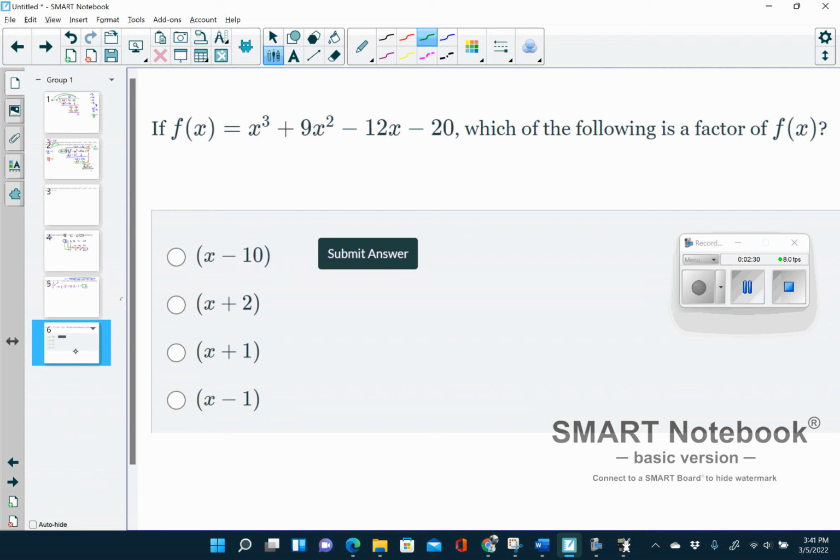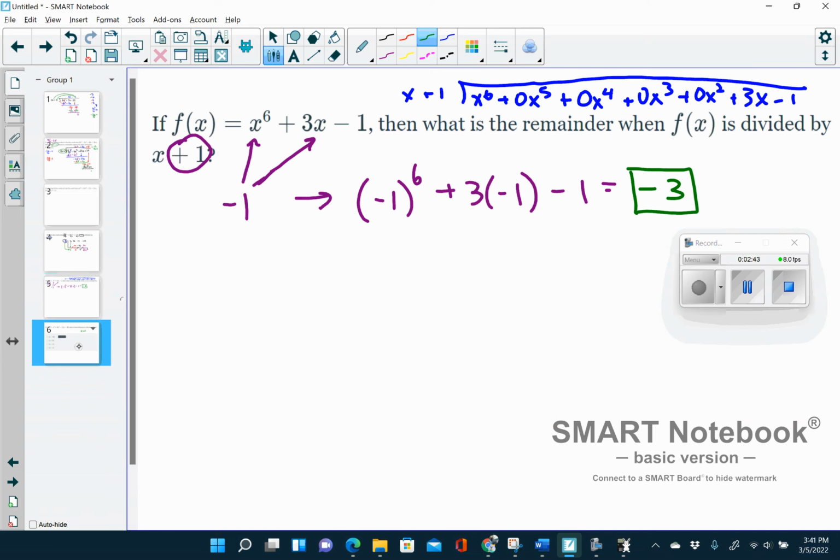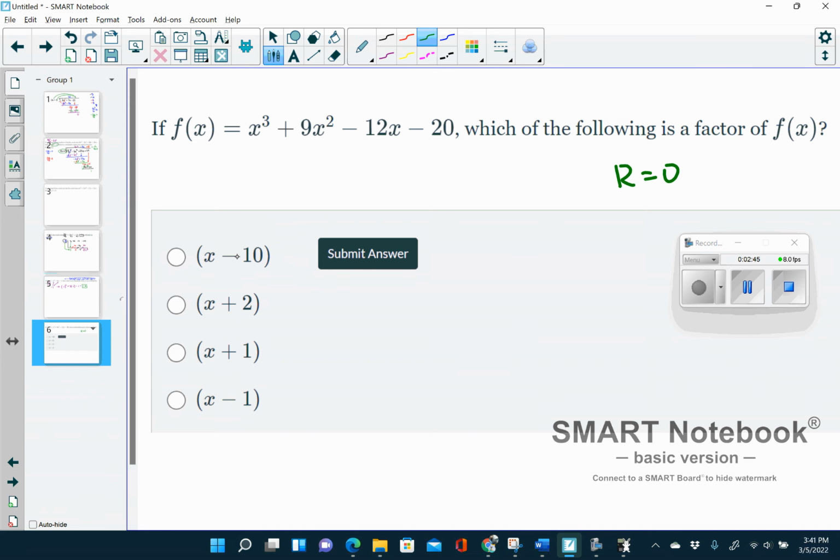Next one is something similar. It says, which of the following is a factor of f of x? Something is a factor if the remainder is equal to 0. You do need to know that. So what you're going to have to do here is basically what we just did in the problem before, but for each of these. So we're going to flip this, and that's positive 10. So you're going to do 10 to the 3rd power plus 9 times 10 to the 2nd minus 12 times 10 minus 20. Hit enter. See if that number is 0. If it is, then that's the answer.